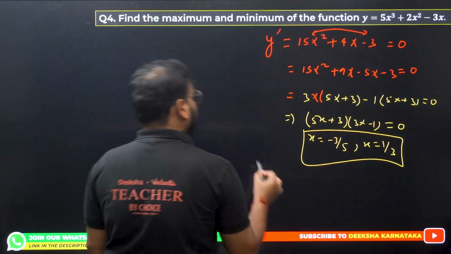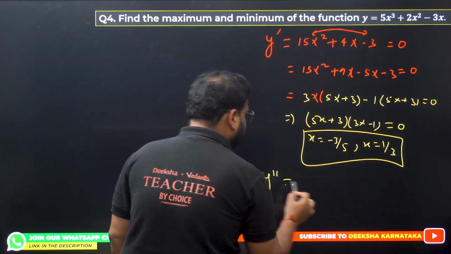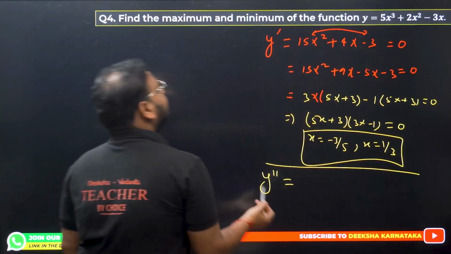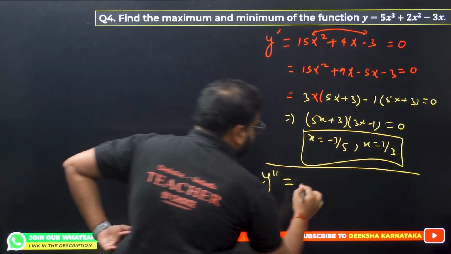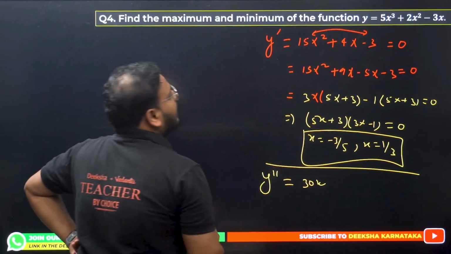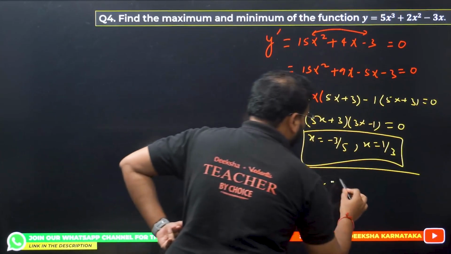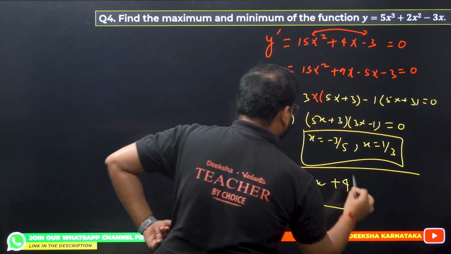Step 2 is to find the second derivative. Step 1 is over. Find it from here. You get 30x and plus 4, right? That's my second derivative. Step 2 is also over.